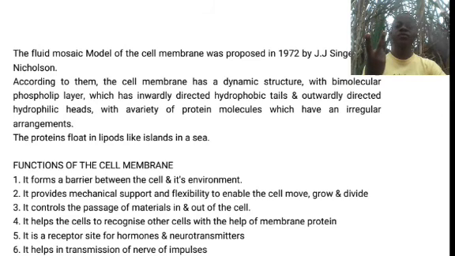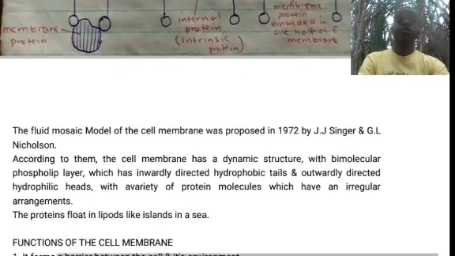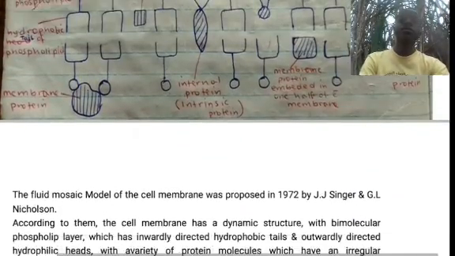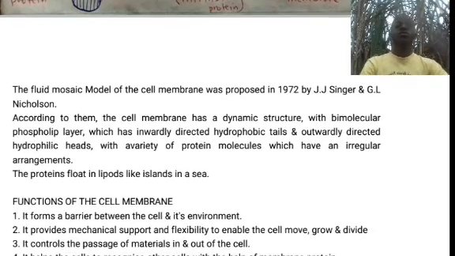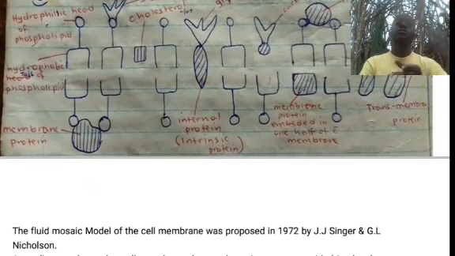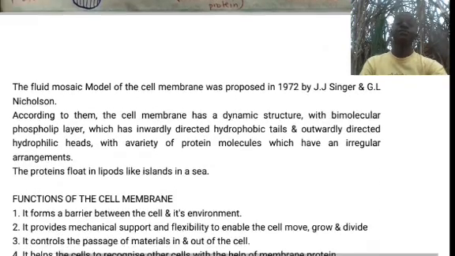Those are the two layers which we have seen, the upper layer and the lower layer, and it has inwardly directed hydrophobic tails. Hydrophobic means that they don't like water, they hate water. So those are the hydrophobic tails. Those tails are hydrophobic simply because they don't like water, and that's why they are inside. So it has hydrophobic tails and outwardly directed hydrophilic heads. The heads are outside, meaning they like water. They are pointing outside of the cell membrane.